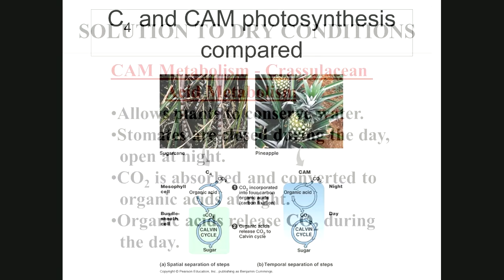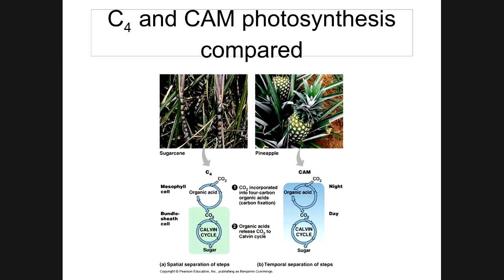This is a little slide here showing the C4 and CAM photosynthesis. You see here that the mesophyll cell has organic acids built up during the day, sent to the bundle sheath cells. Okay, so they're sent to the bundle sheath cells. That gets around photorespiration. And this is the CAM, crassulacean acid metabolism, like a cactus. At nighttime, carbon dioxide is converted to organic acids, and during the daytime, the acids are sent to the Calvin cycle to release the carbon dioxide to the Calvin cycle. So you can see both of those.